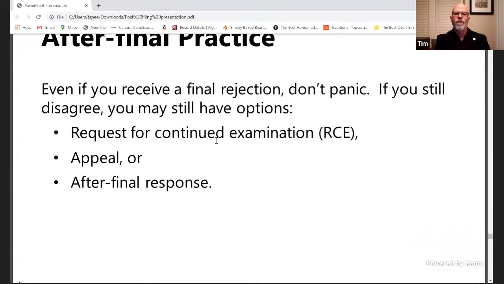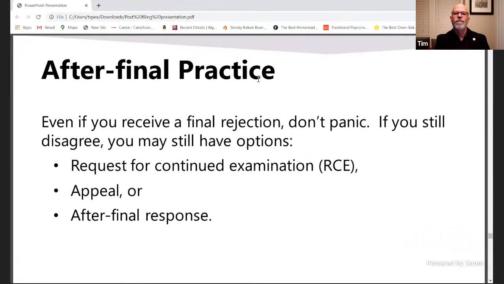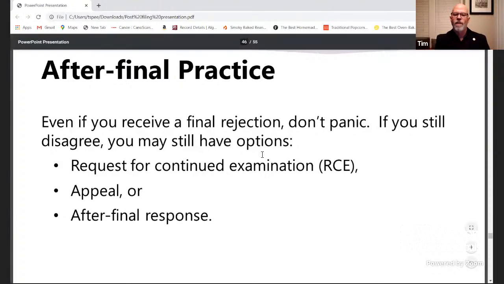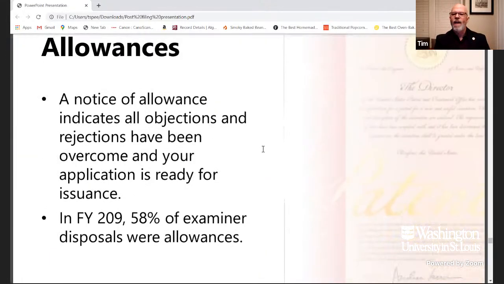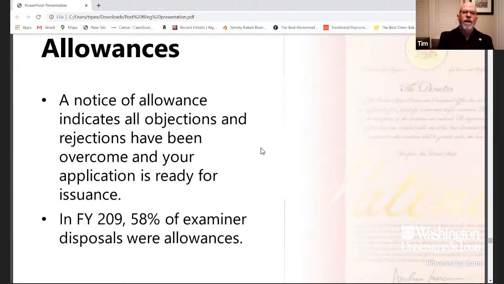When you get to the final, you will then have to talk with whoever's representing you or make some determinations about what you want for your path forward. And let's talk about a happy thing, allowances. Once a case is allowed, all objections, rejections, all formal matters, and all other statutory and legal matters have been addressed, and the application is ready for issuance.